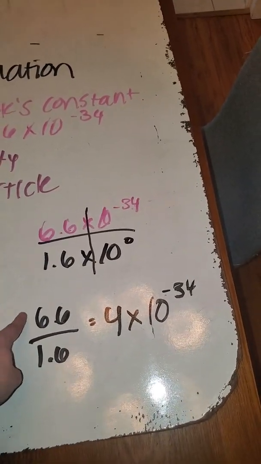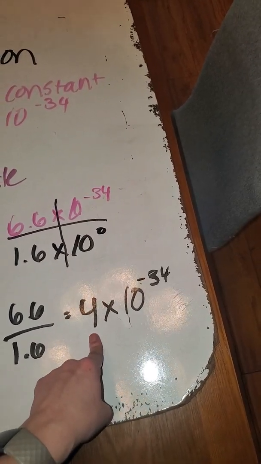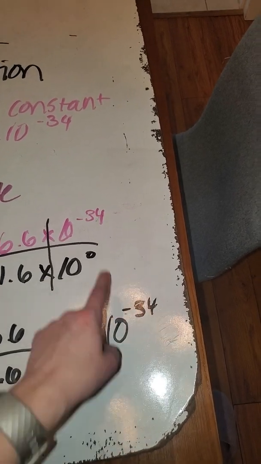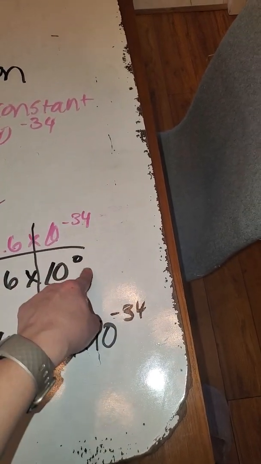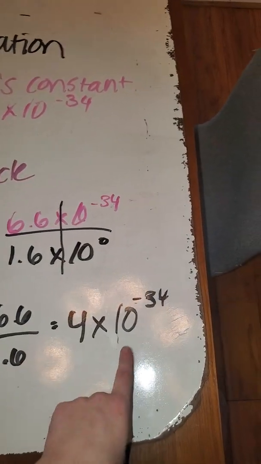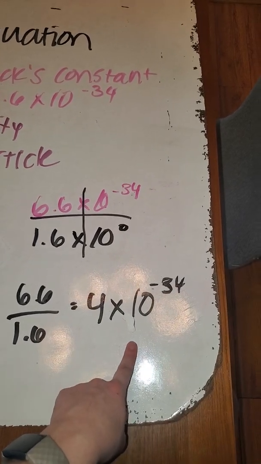So we're going to do 6.6 divided by 1.6, and that's going to give us about 4. Okay. Then we're going to look at our exponents, and what we're really doing is negative 34 minus 0, which is still just negative 34. So this right here would be our wavelength for that problem.